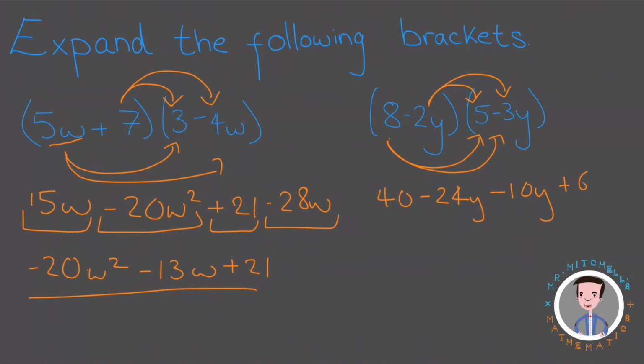Like we did before, we now need to collect like terms. So let's put 6y squared minus 34y plus 40. And that is our final answer.